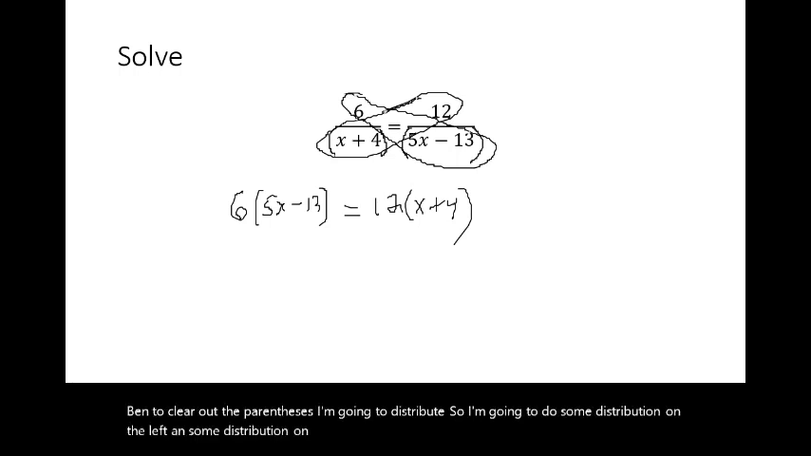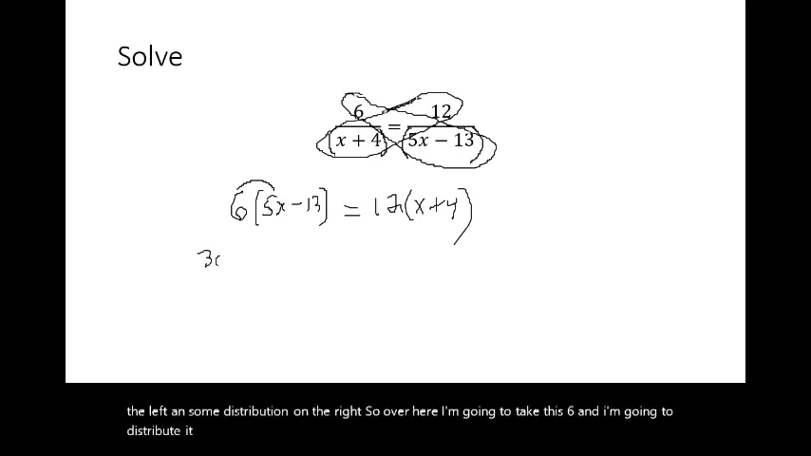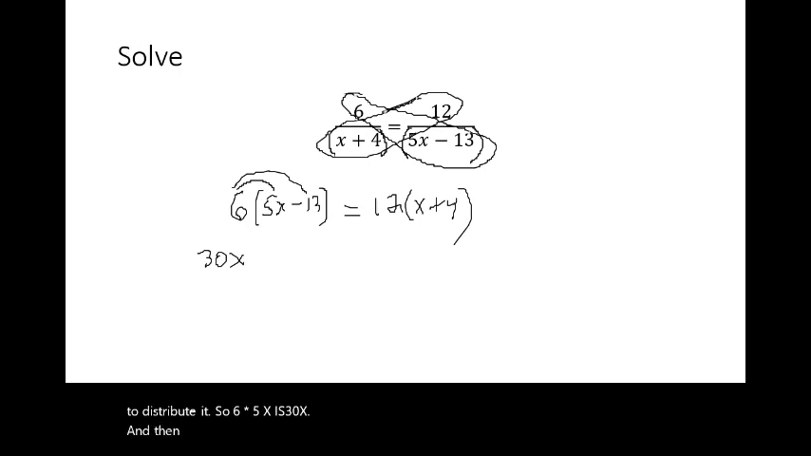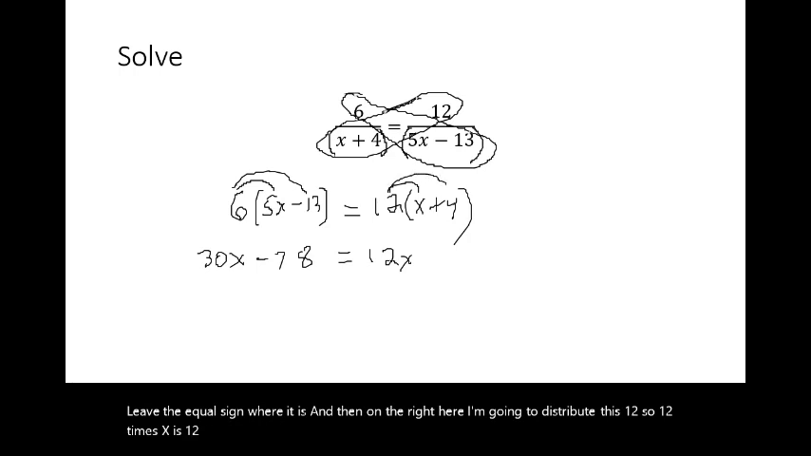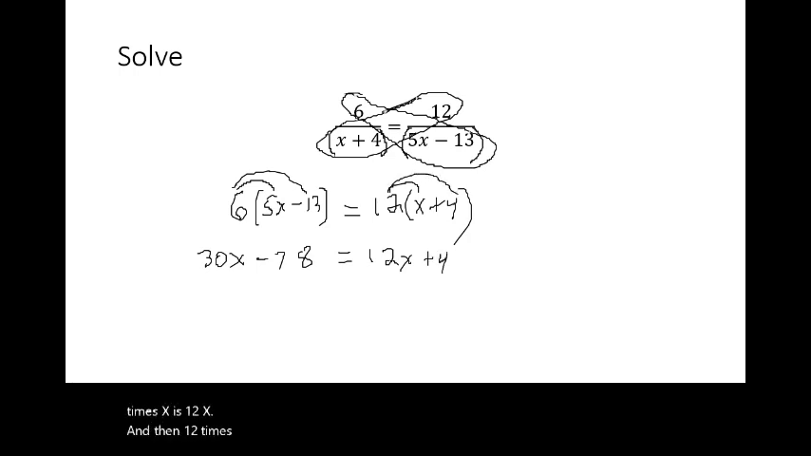So over here, I'm going to take this 6 and distribute it, so 6 times 5x is 30x. And then 6 times negative 13 is minus 78. Leave the equal sign where it is. And then on the right here, I'm going to distribute this 12. So 12 times x is 12x. And then 12 times 4 is plus 48.